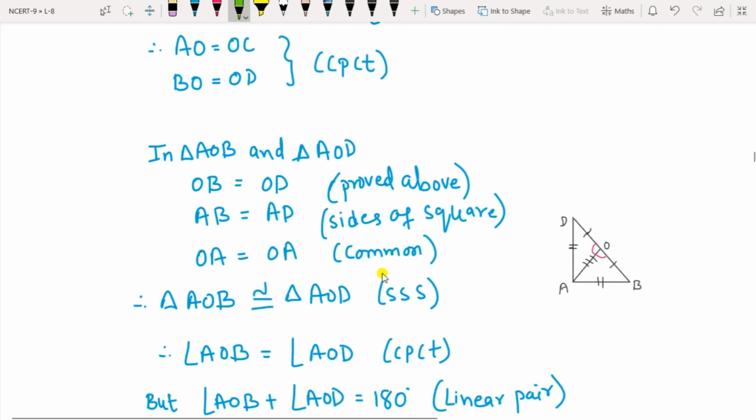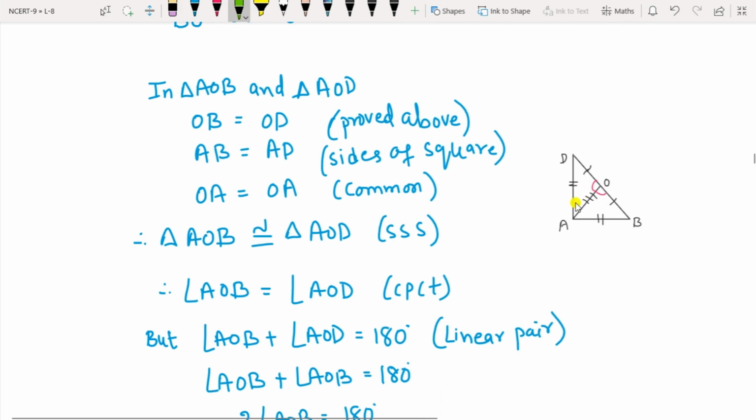Okay, let us consider the next triangles now, AOB and AOD. Here OB is equal to OD, AB is equal to AD, and OA is common. Therefore these two triangles are congruent by SSS, and by CPCT angle AOB is equal to angle AOD.